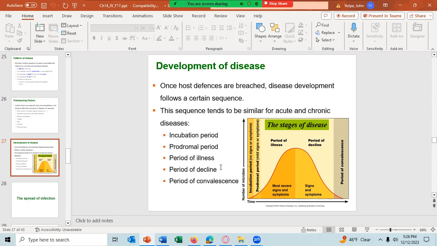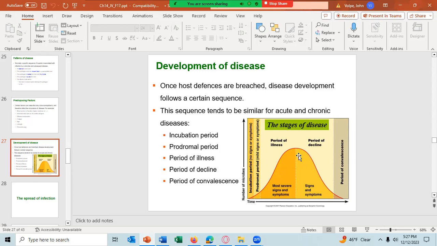The prodromal period ends when the patient no longer has mild signs or symptoms; they're severe. And this is the period of illness. The period of illness continues until the patient starts getting better. Like when a patient has a fever, once the fever breaks, we say the patient is getting better. That starts the period of decline.